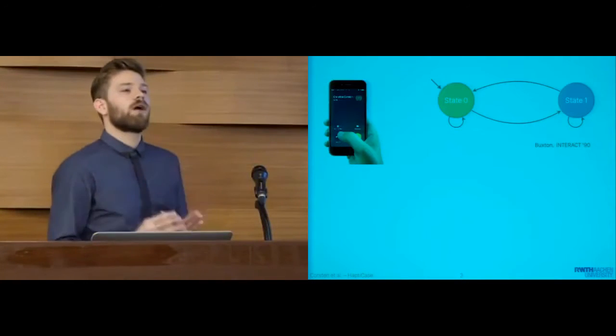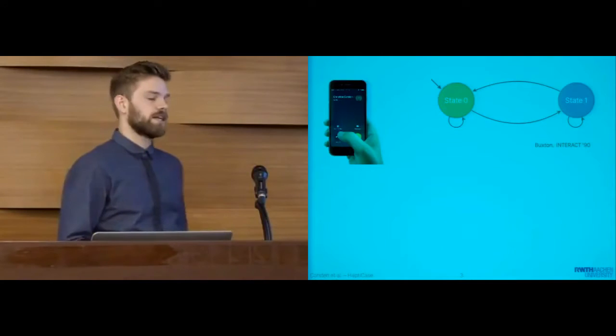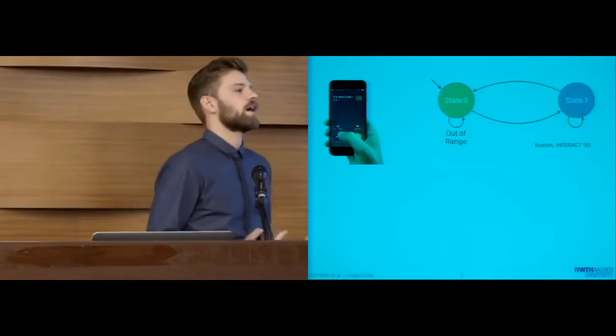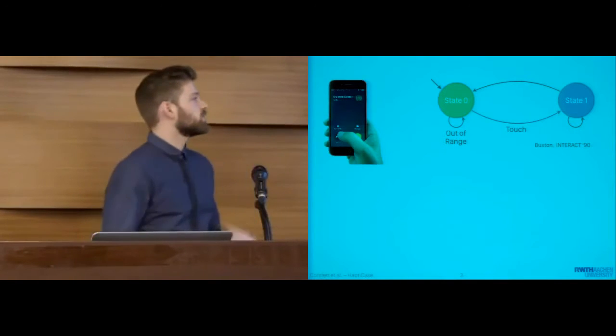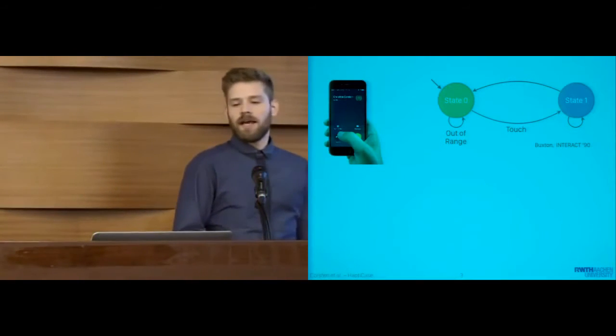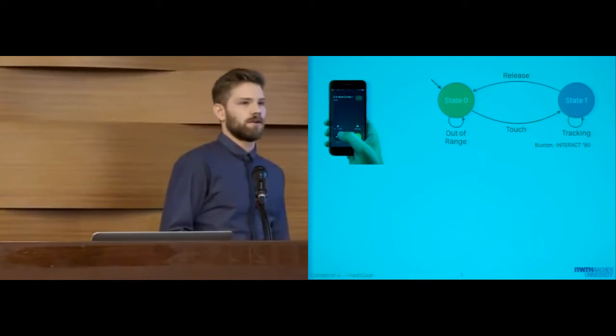So let's have a look at how typical touch interaction is modeled from a device perspective. Basically, we have two states. First, when our finger is not in contact with a touch screen, we're out of range. Then we touch down and end up in state 1, and the finger is tracked. When we release the finger, we go back to state 0.